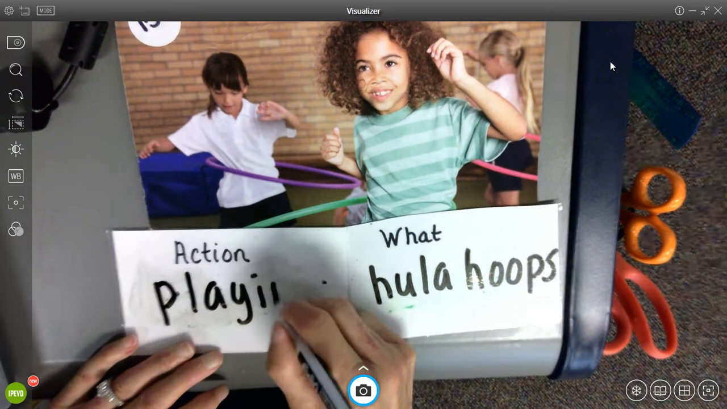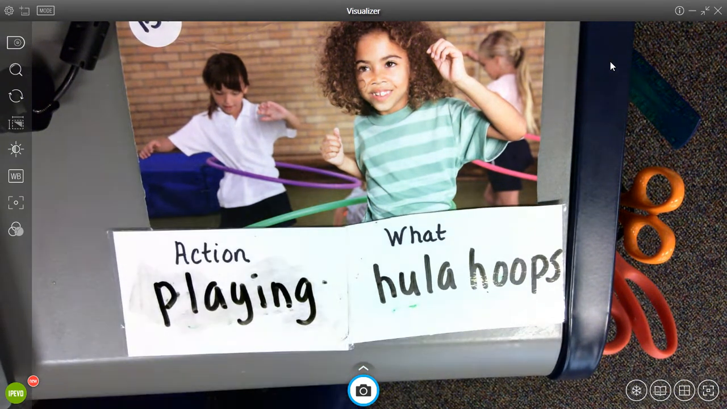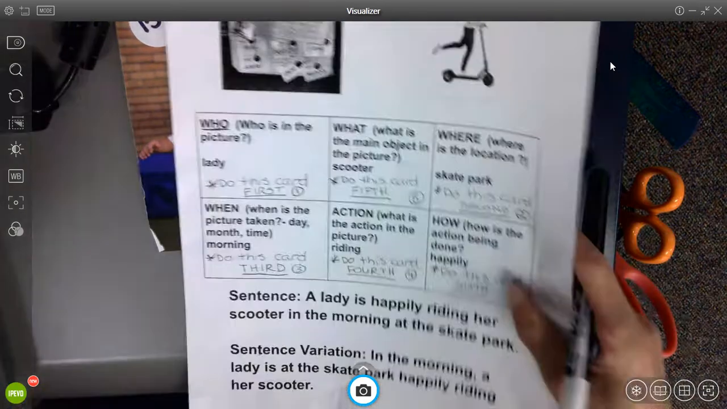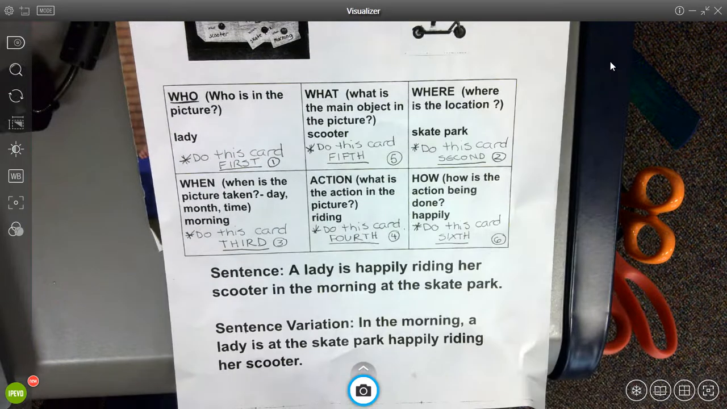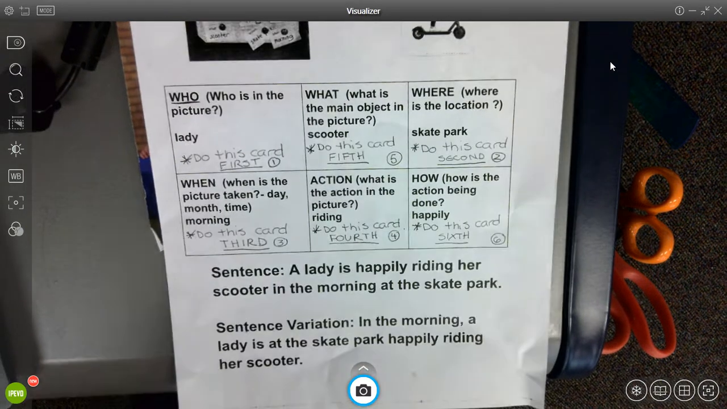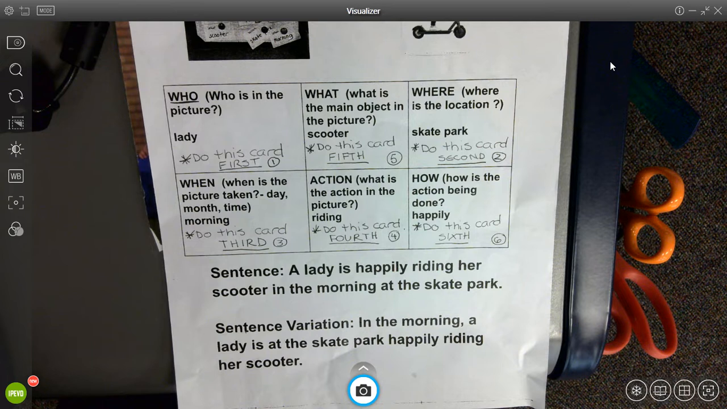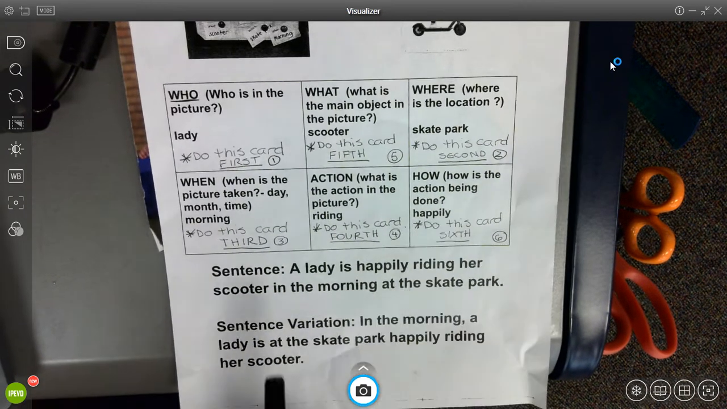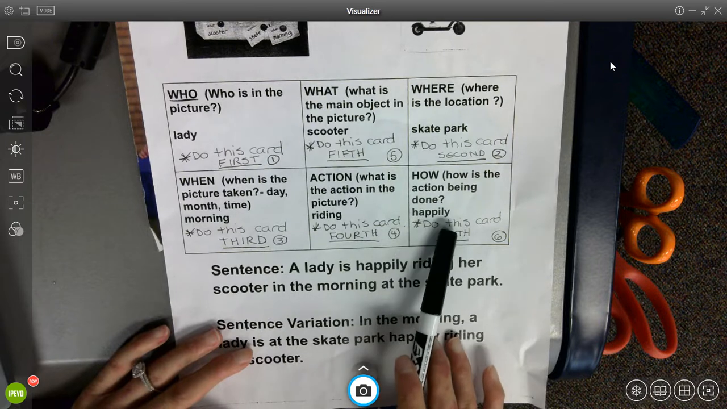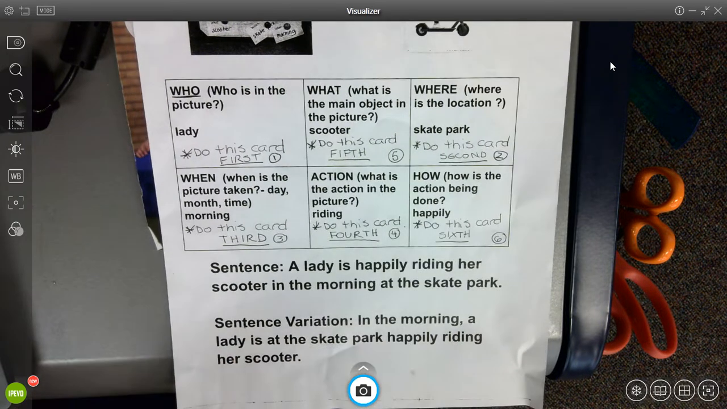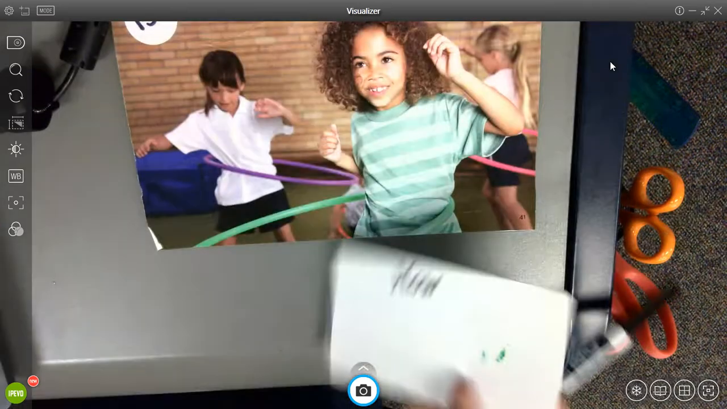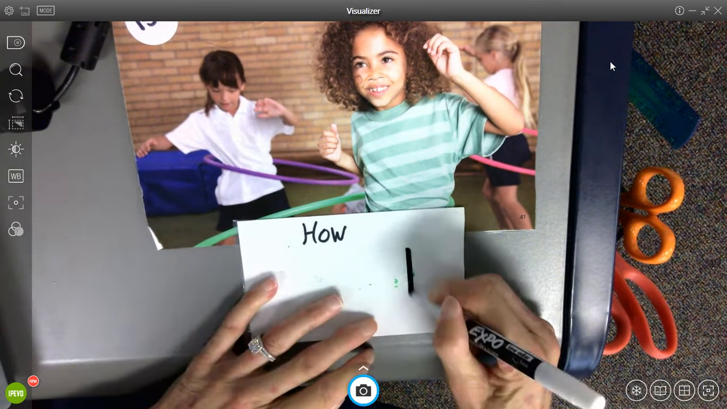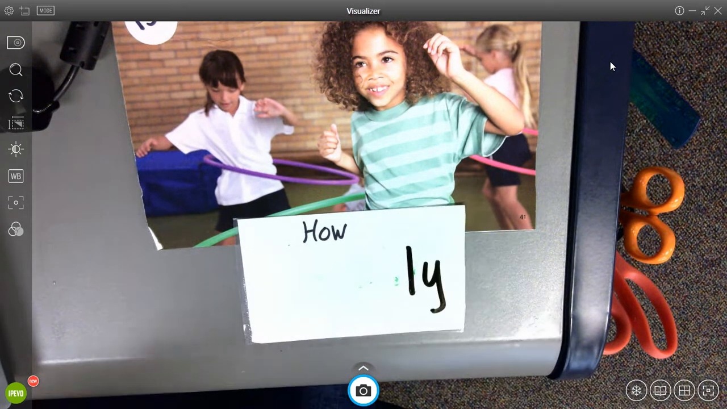Okay, and now I have one last card to do. I look back at my cheat sheet and it says the sixth card should be my how card. And remember, it's how is the action being done? My sample here says happily. So remember, this how word should end in an ly. So I'm going to immediately put ly at the end of my how card.